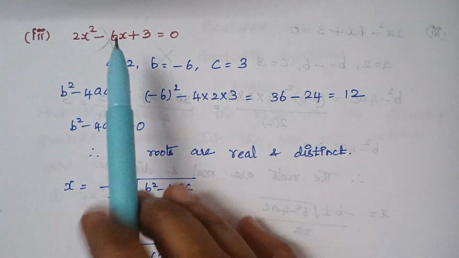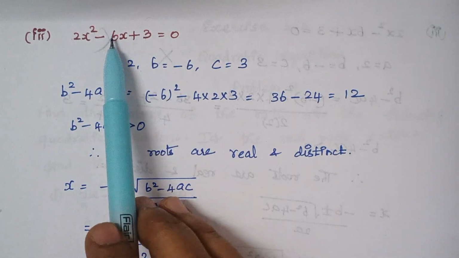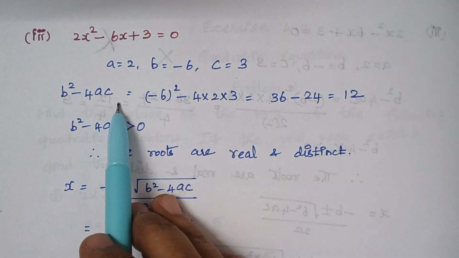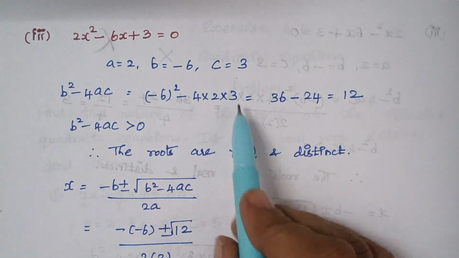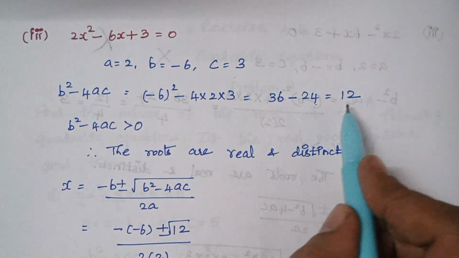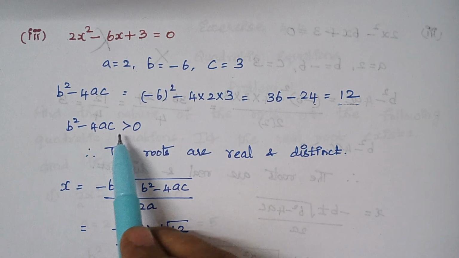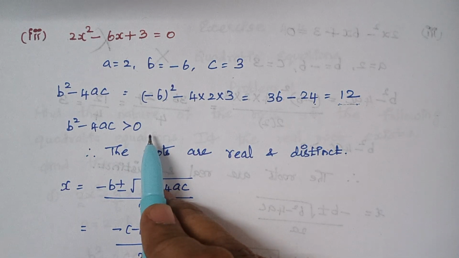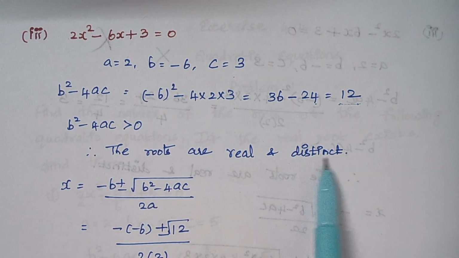Now the third part is 2x square minus 6x plus 3 equal to 0. And here the value of a is 2, b is minus 6 and c is 3. So what is the value of b square minus 4ac? So minus 6 the whole square minus 4 into 2 into 3. So when you simplify, here it is 36 minus 24 which is equal to 12. What about this? It is a positive number, or we can say b square minus 4ac is greater than 0. So whenever the value is greater than 0, it tells us that this quadratic equation has real and distinct roots. Distinct is nothing but different roots.